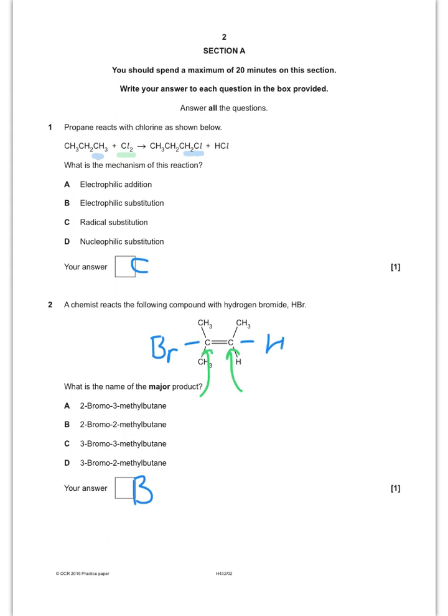And then when we are doing our name, our longest chain is like so. So that's going to be butane. And then coming off the second carbon, which is going to be here, you're going to have a bromo and a methyl group. So it's going to be 2 bromo, 2 methyl butane, which is B.